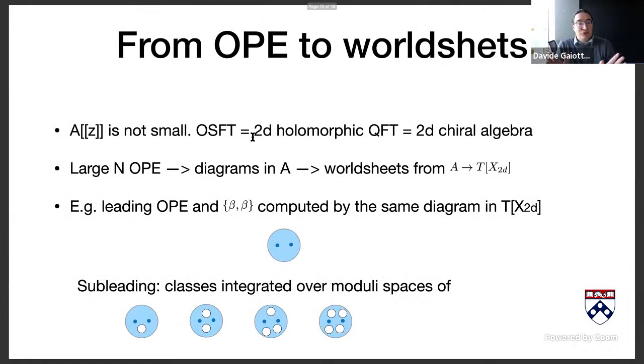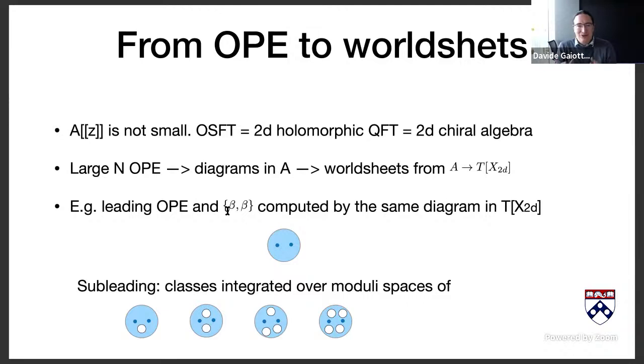But after you do all of your chiral algebra calculations, as you learned from whatever textbook on conformal field theory, the final answer only has graphs built out of A, not A of Z. And so the coefficients of the OPE, the answer to correlation functions, can be rewritten as worksheet calculations in the theory that describes these transverse directions. So for example, the leading OPE is computed by some worksheet that looks like a disk with two closed punctures. The beta beta term in the equations of motion of the closed string could also be expressed in these terms, though you need to do a bit of work.